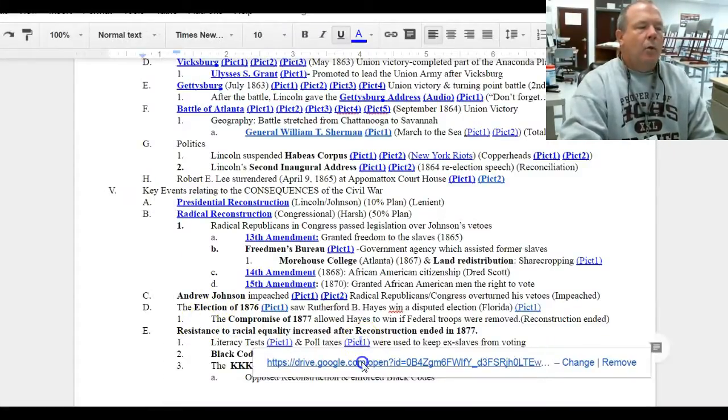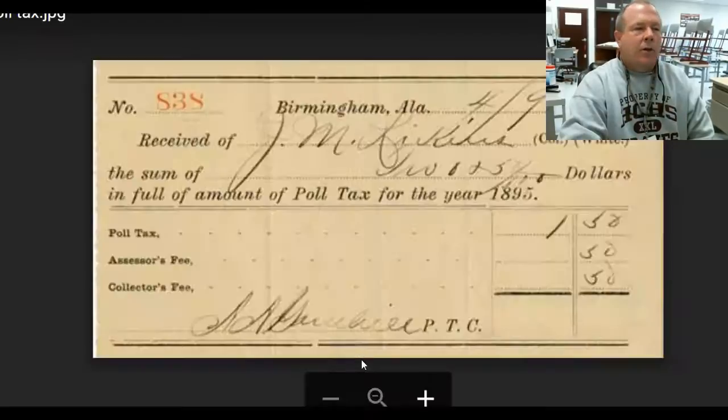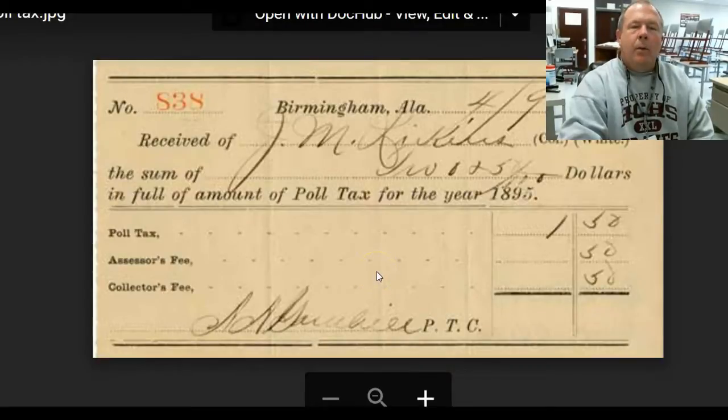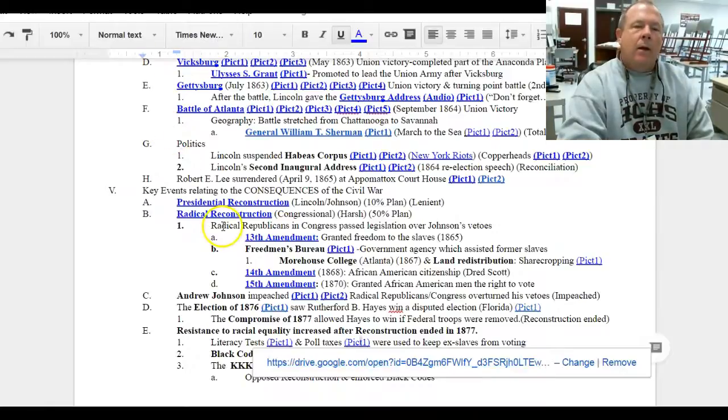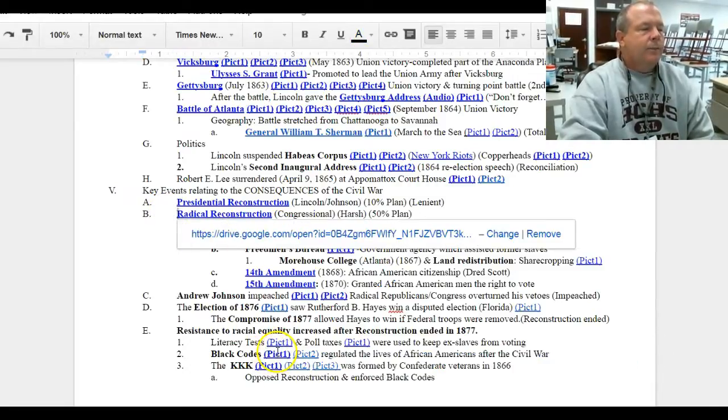They also used poll taxes, which were very discriminatory. They would charge both whites and black people a fee to be able to vote, but they would allow the white people to get around it by something called a grandfather clause, which said that if your grandfather could vote before 1861, you were excluded from paying the poll taxes.